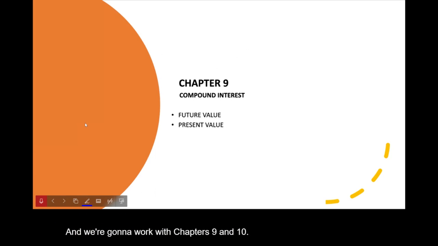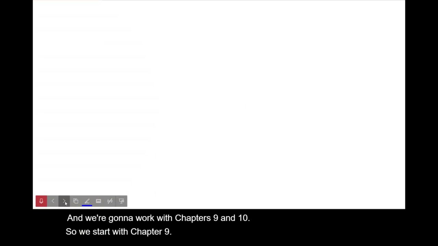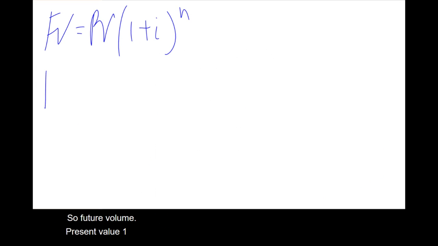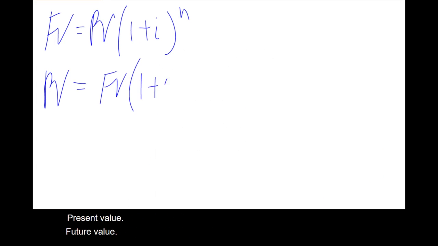So today, April 13, we're going to work with chapters 9 and 10. We start with chapter 9, and let's recall formulas first. Future value equals present value times (1 plus i) exponent n, and present value equals future value times (1 plus i) exponent negative n. So far, those two formulas.